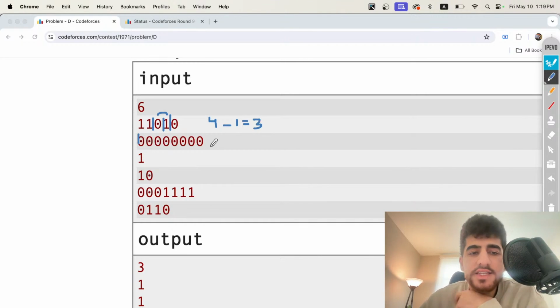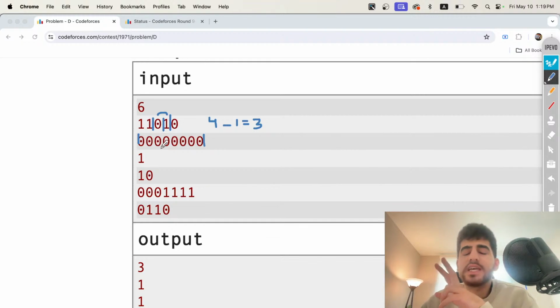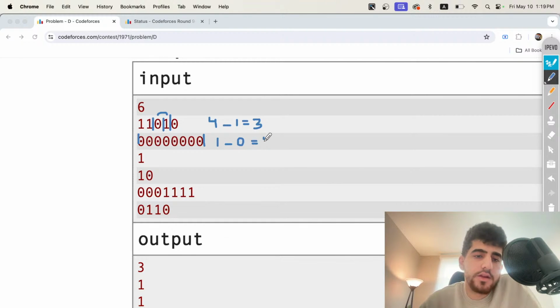In this one the answer is initially 1. I don't have any consecutive pairs of 0 1, so the answer remains 1, so it's 1 minus 0, which is 1. In this one the answer is initially 1. I don't have any 0 1, so again it's 1 minus 0, which is 1.